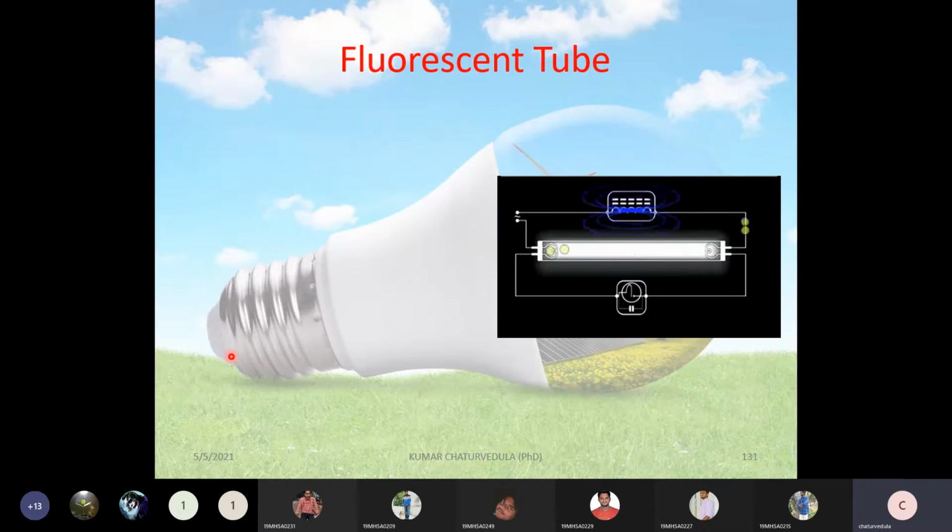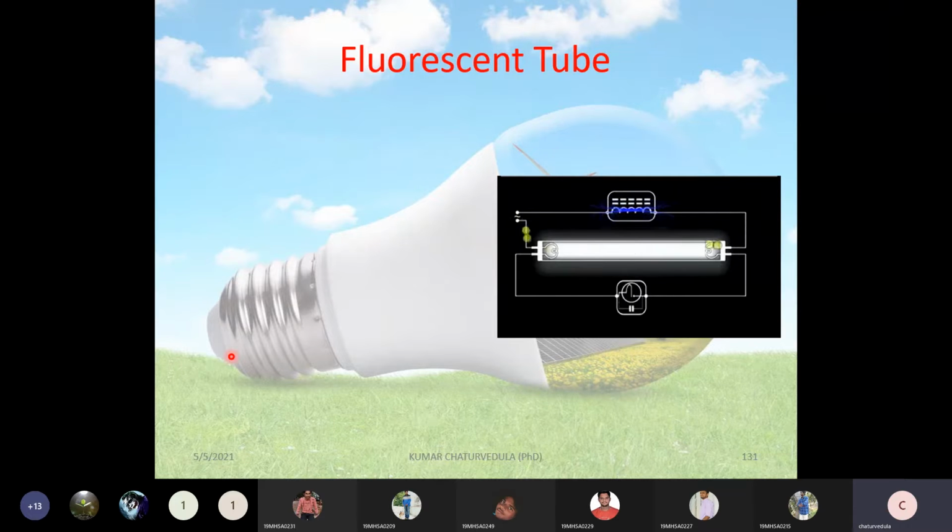Then comes the fluorescent bulb or fluorescent tube. This is the animated version of a fluorescent tube. Here I am showing you the fluorescent tube with choke. If the choke is not there, I will try to show you in a video if it is possible. So a fluorescent tube is a low pressure mercury vapor lamp. It is a low pressure mercury vapor lamp.